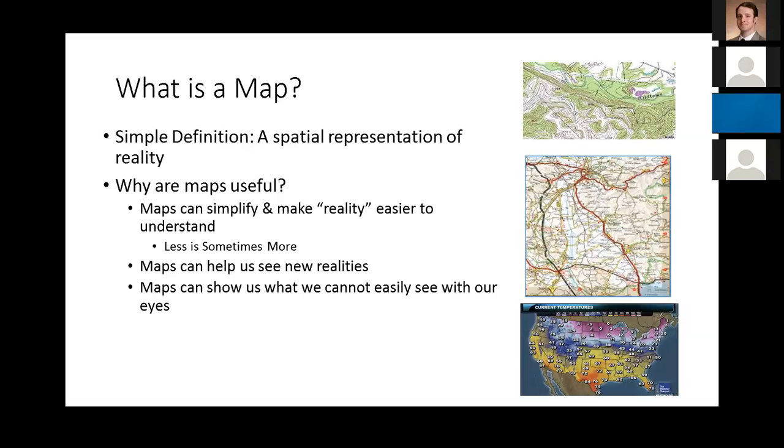And they can oftentimes show us things that we can't easily see, right? Something like the temperature. That's not something we can easily visualize. We can perhaps feel it, but a weather map is really effective, right, for looking at and seeing what the temperature is outside or someplace else. So maps have a lot of different uses.